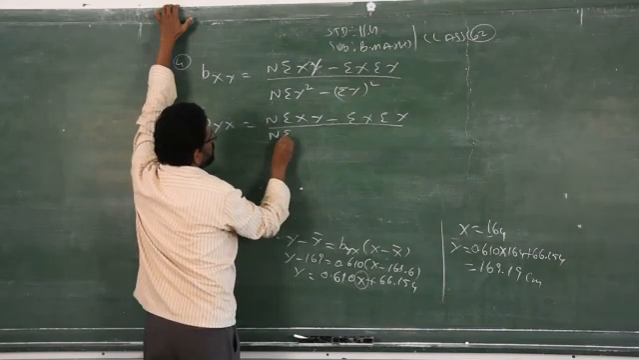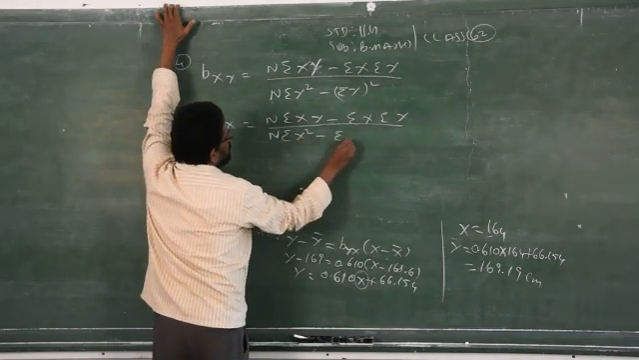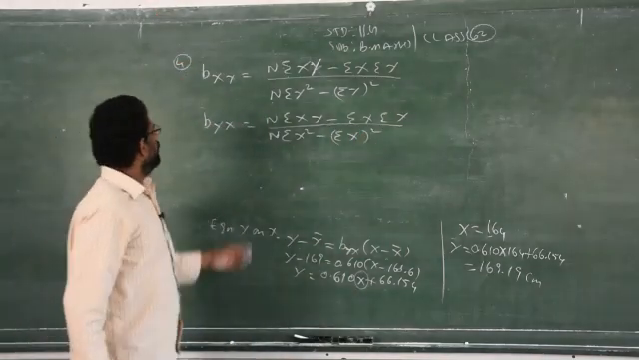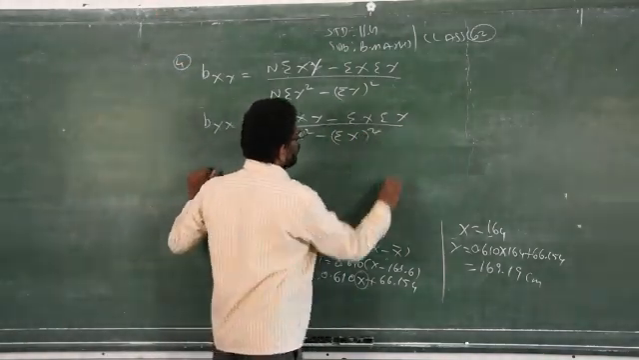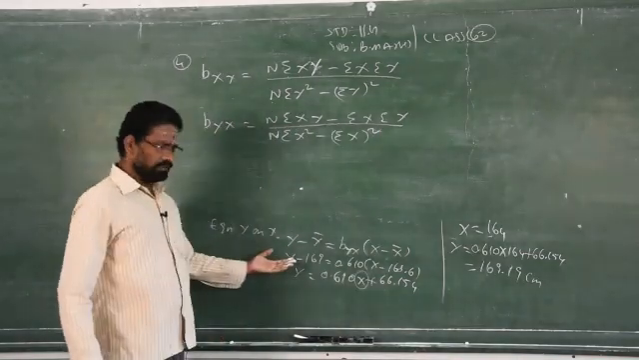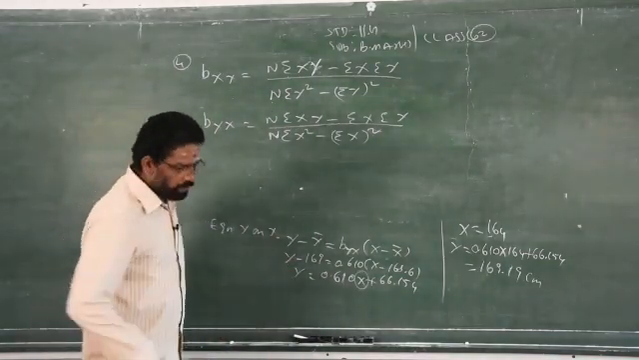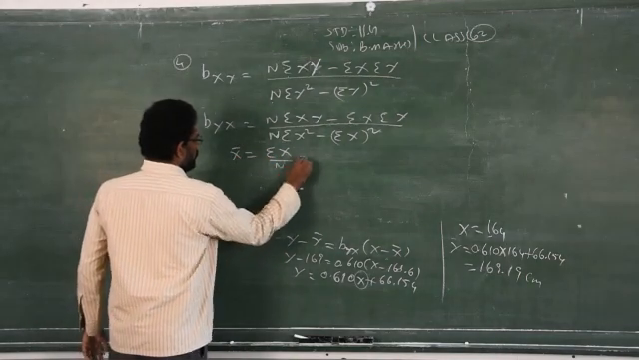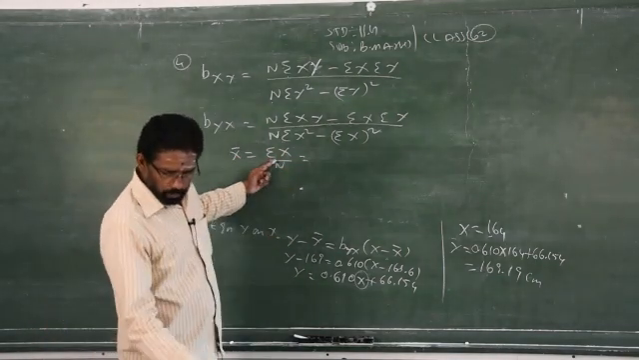properly. Summation capital X square minus summation capital X the whole square. This is the formula to find bxy and byx. Clear? After that, find the same formula for what you need, that is x bar. What is x bar? Summation x by n. So this information is given already in the book.